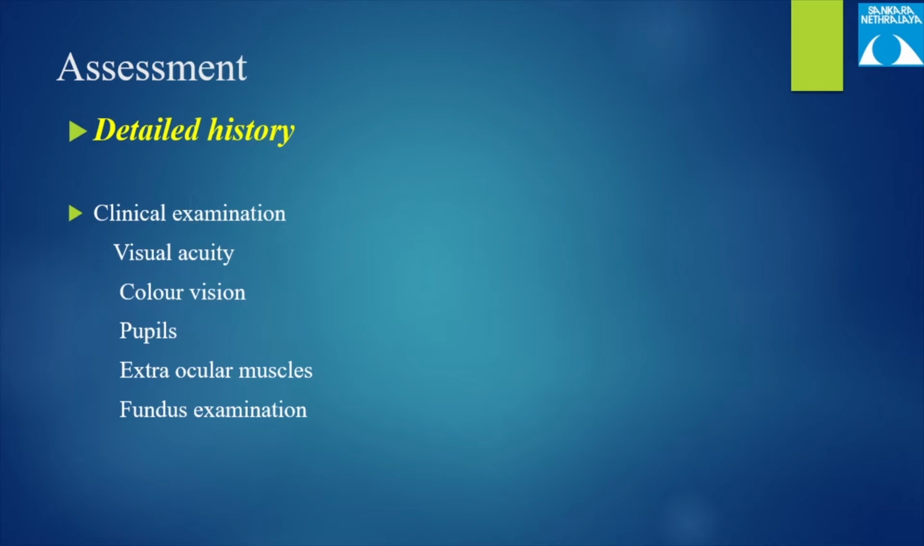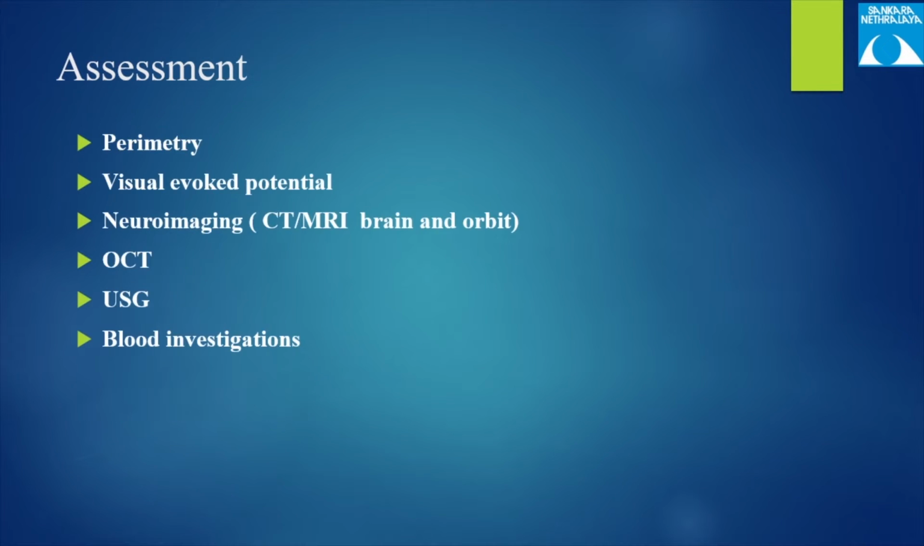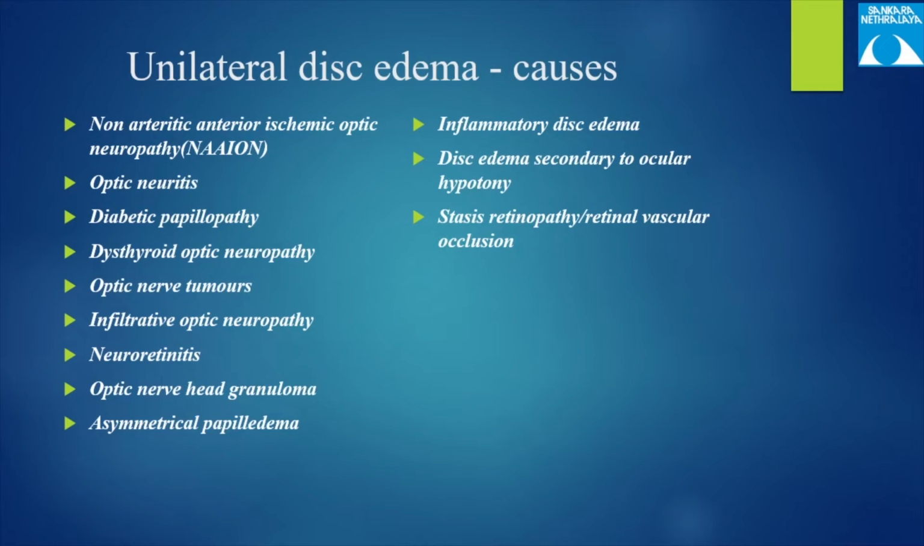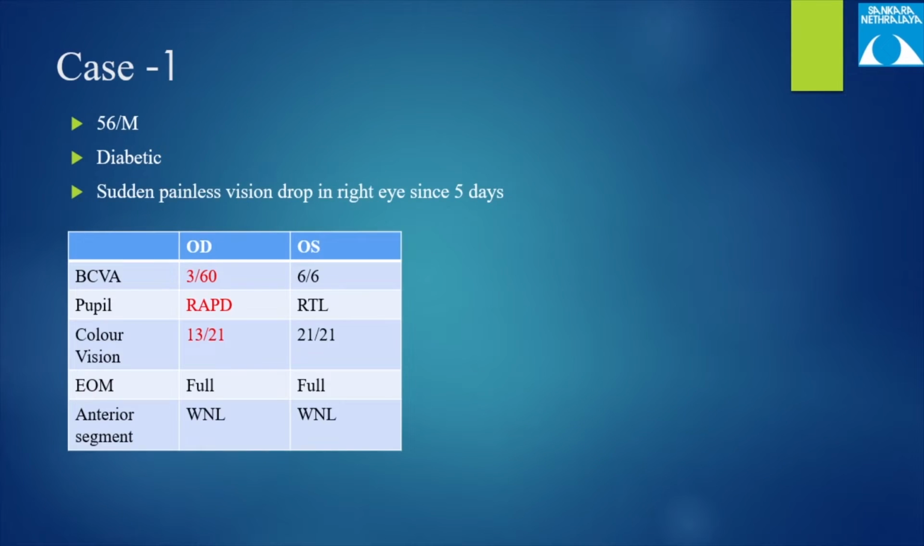And fundus examination, I cannot emphasize this more. You'll need to see the disc, how it appears. Other tests: perimetry, the field test, which you all know will tell you to what extent the visual field defect is present. VEP is important. MRI or CT based on your clinical assessment, OCT, ultrasound, and blood investigations based on what you suspect in the particular patient. So these are various causes. I'm going to describe them with the help of cases.